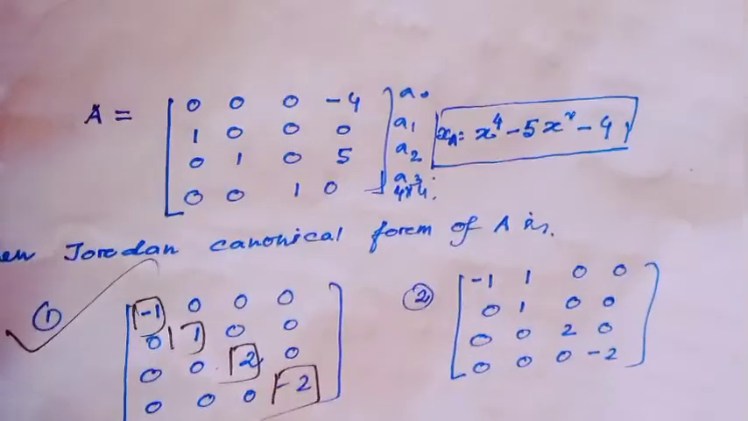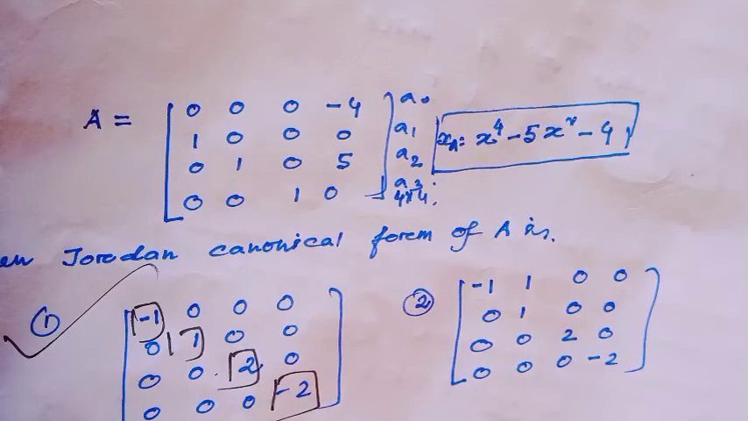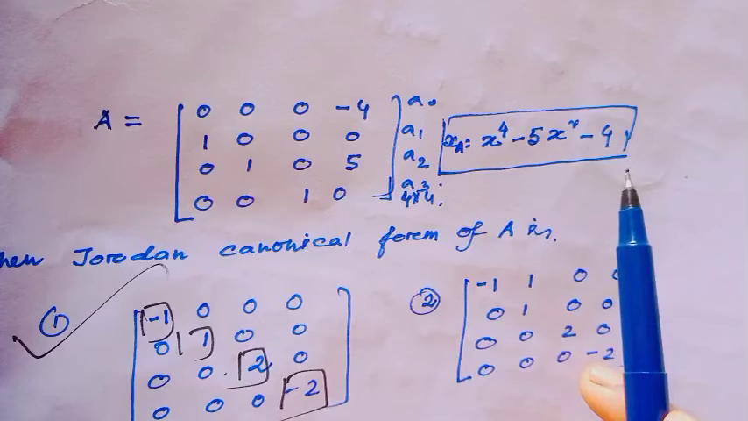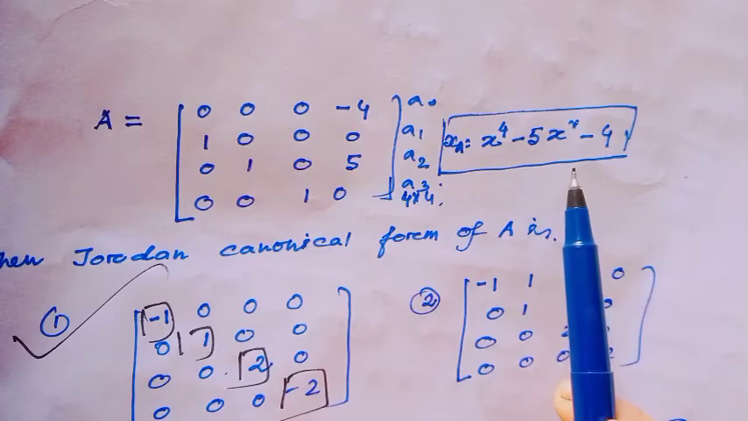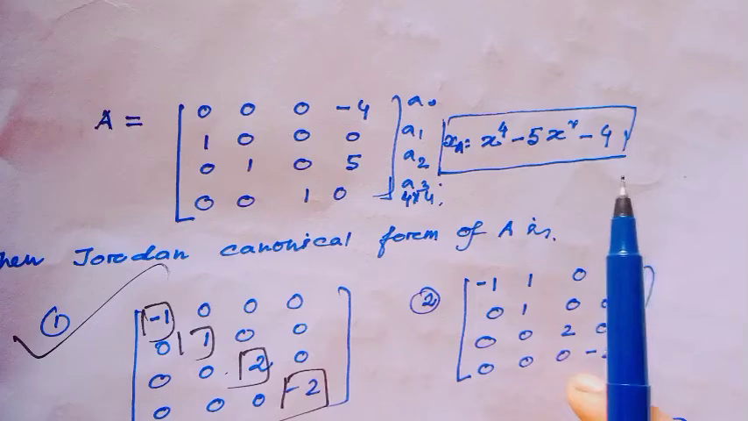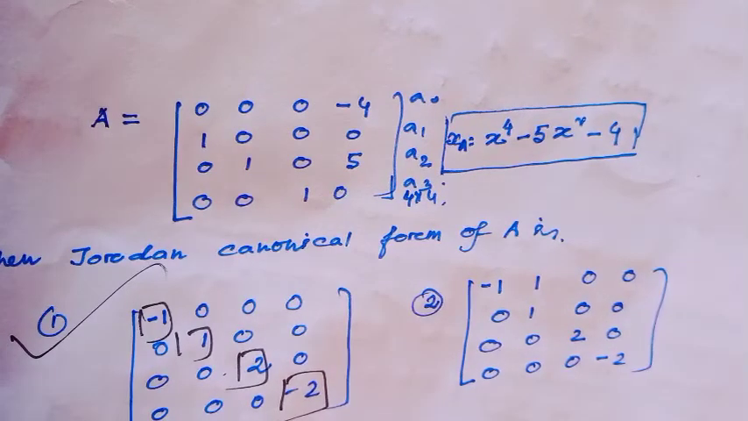Are you getting why the companion matrix is very important? Since you know the companion matrix, you can easily find the characteristic polynomial by the rules of the characteristic polynomial of a companion matrix. Okay?